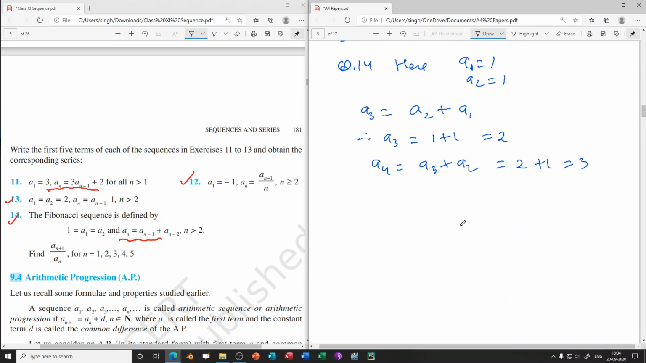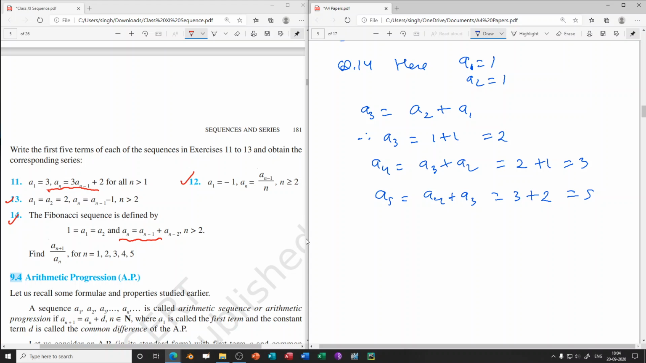Next we will find the value of a5. How to find a5? a5 is nothing but the sum of the earlier two terms, that is a4 plus a3. What is a4? 3, plus what is a3? 2. 3 plus 2 equal to 5. And those who have not got this, it is very simple, just put n equal to 5 here. 5 minus 1 is 4, and 5 minus 2 is 3, so we get a5 equal to a4 plus a3.